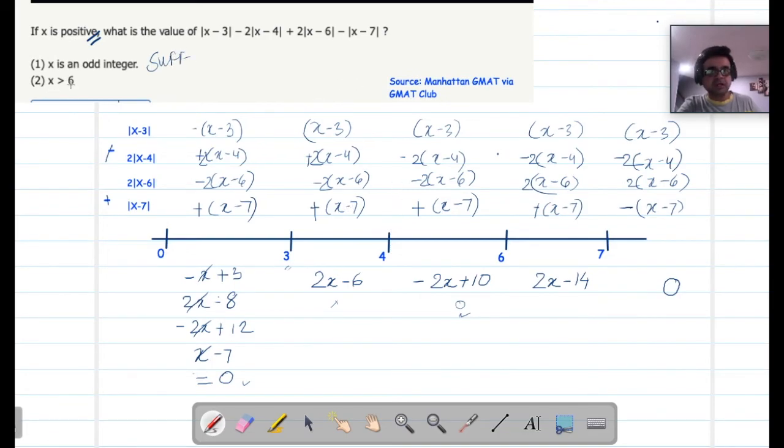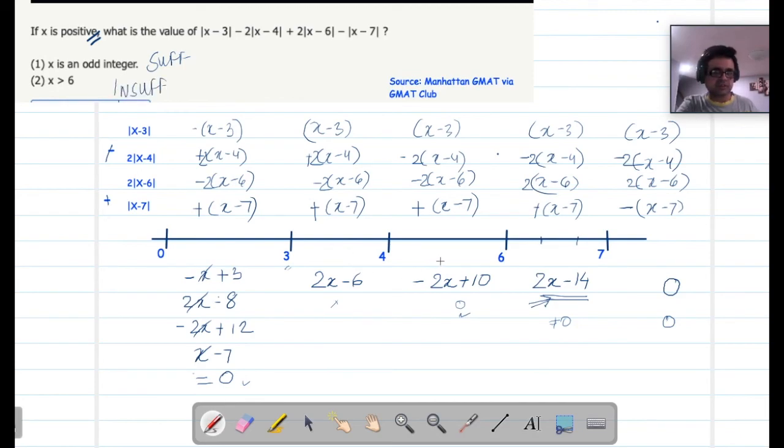Now for x greater than 6, you don't make the mistake of not taking non-integers. You are seeing that between 6 and 7, the expression evaluates to 2x minus 14. X is not given to be an integer, only that it is positive. So at this point, you have to consider some values here between 6 and 7 to evaluate, and you would see that they will not evaluate to 0. So values here will not evaluate to 0, and values 7 and above will evaluate to 0 for x greater than 6. Hence, you are not getting a unique answer. So this is insufficient.